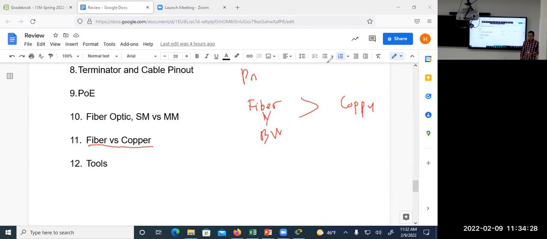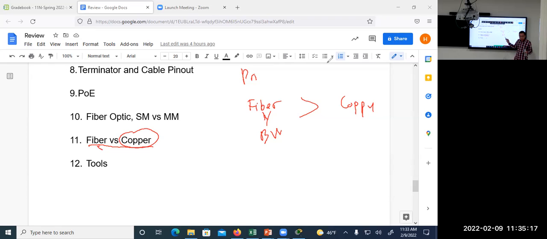Anything else? Not widely used. Nowadays, both of them are widely used. You might have copper in a server room, but for a longer distance, you use optical cable, not copper. Copper cannot transmit more than 100 meters. So normally, to connect from here to Indianapolis or intercontinental, they use fiber cable, not copper cable.